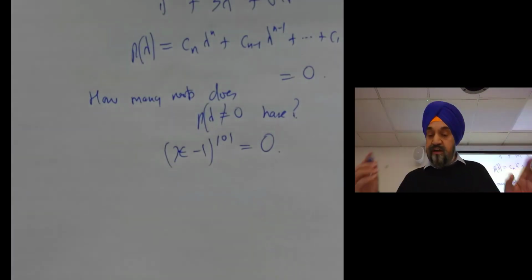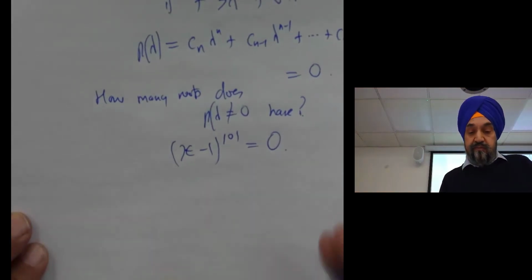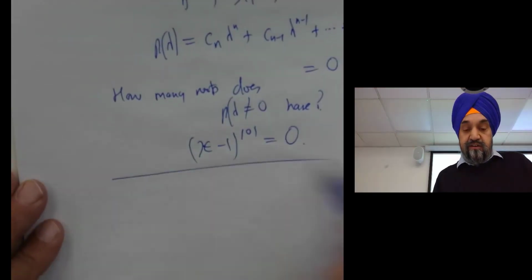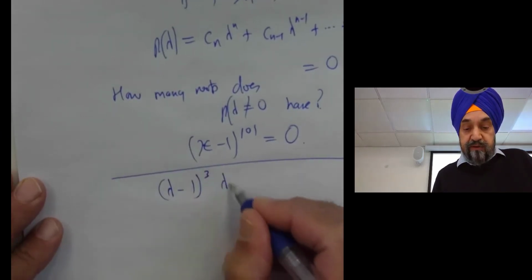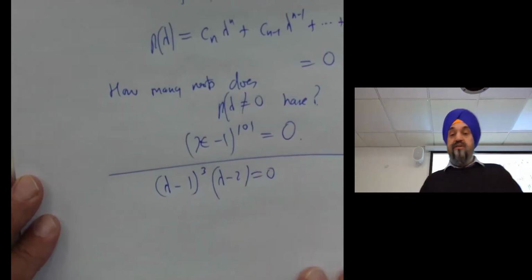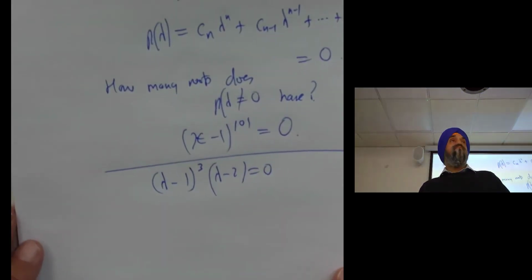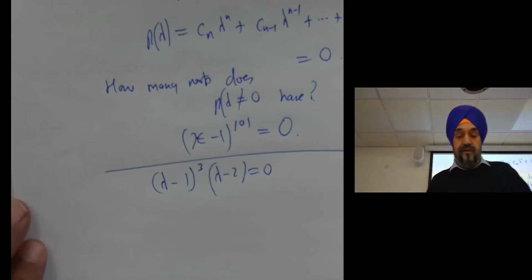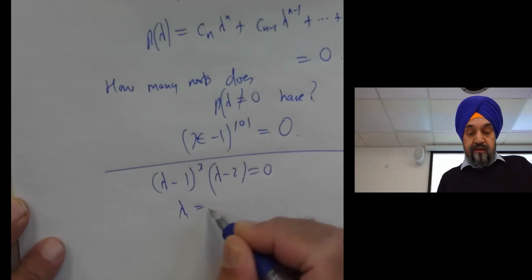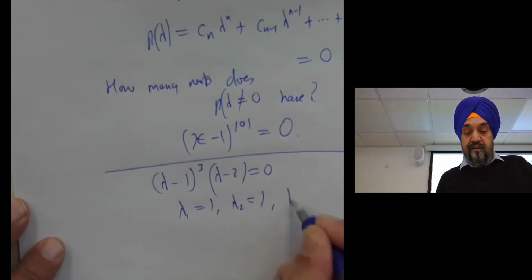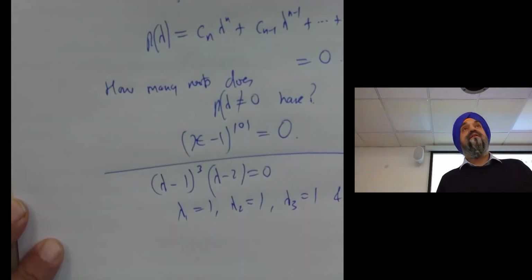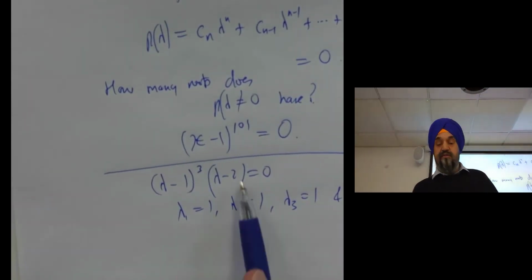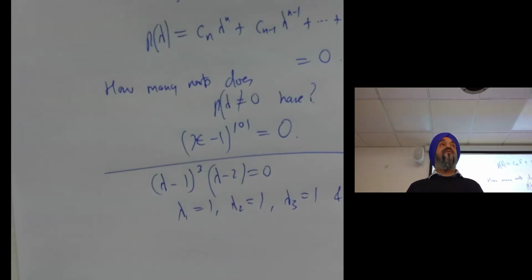For eigenvalues, if you have (lambda minus 1) cubed times (lambda minus 2) equal to 0, what are your eigenvalues? Lambda 1 equals 1, lambda 2 equals 1, lambda 3 equals 1, and lambda 4 equals 2. You've got 4 roots. It's an equation of degree 4, isn't it? If you expand that, you get an equation of degree 4. So you have 4 roots.